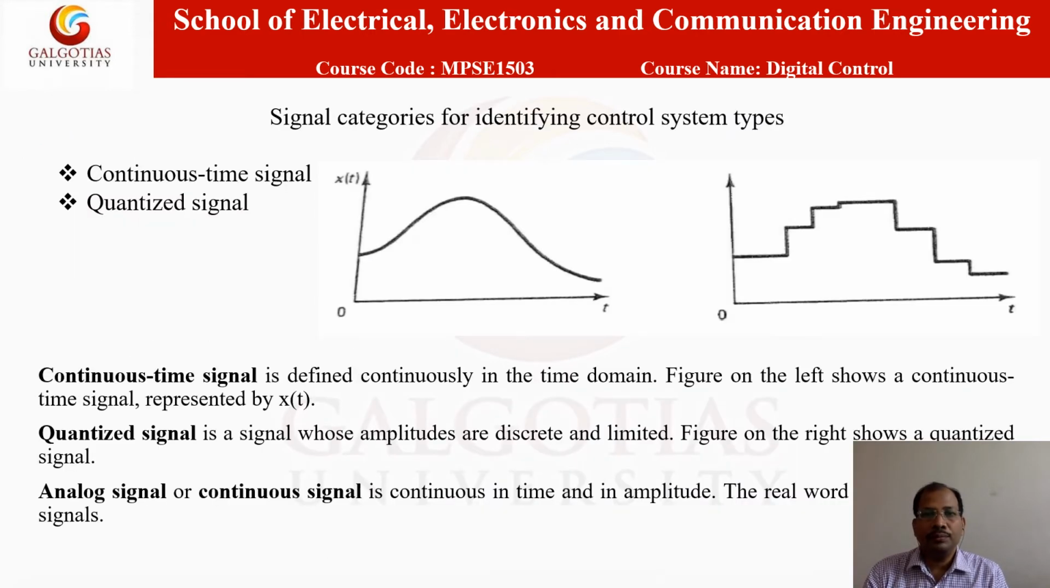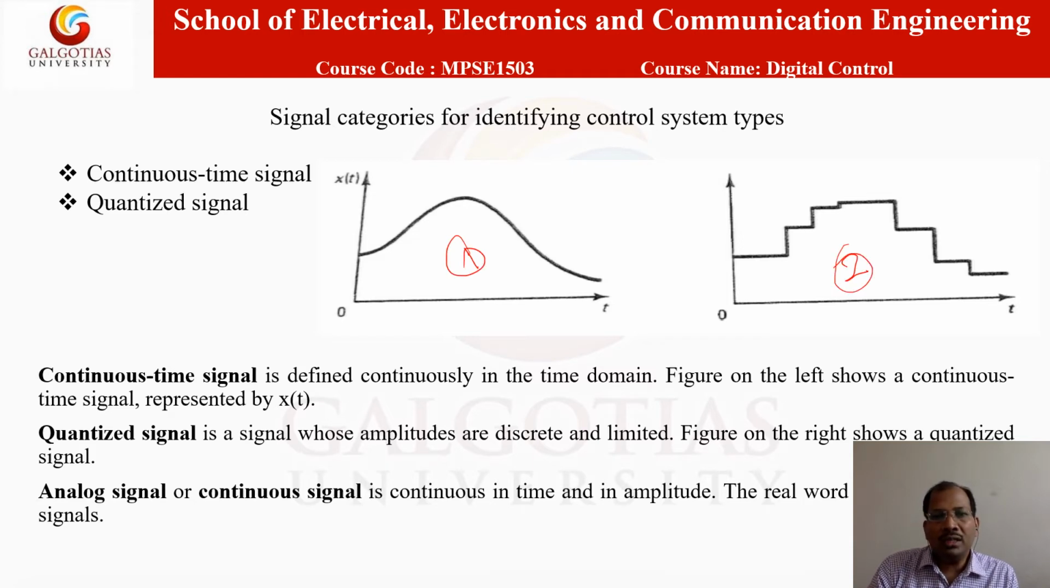that is in the frequency domain. Now come to the signal characterization. To identify the control system types using the signal characteristics, we can identify whether the system is in the continuous time domain or the quantized signal based, or we can say the discrete domain. So here I am representing two signals, the first signal and the second signal.